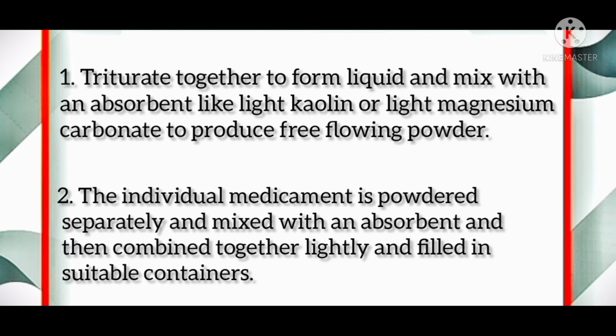First method: to produce free-flowing powder, triturate them together to form a liquid and then mix it with absorbents like light kaolin or light magnesium. Second method: the individual medicament is powdered separately, then mixed with an absorbent, then lightly combined together and finally filled in a suitable container.